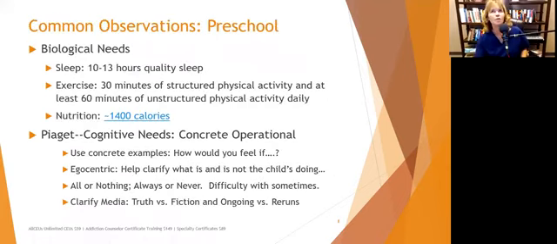So let's start with preschool. Biological needs, 10 to 13 hours of quality sleep. Now, I want you to think about yourself or clients that you've had who've had preschool age children, and they work. They pick the child up from daycare at 5. They get the child home, they eat dinner, take a bath, child goes to bed, and then child gets up again. How many of those preschoolers actually probably got a full 10 to 13 hours of sleep? Not a lot, the way our society is.